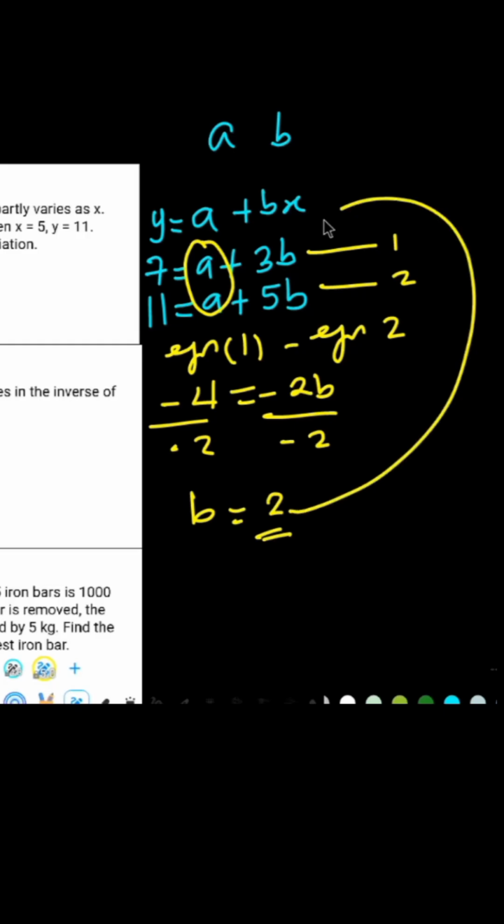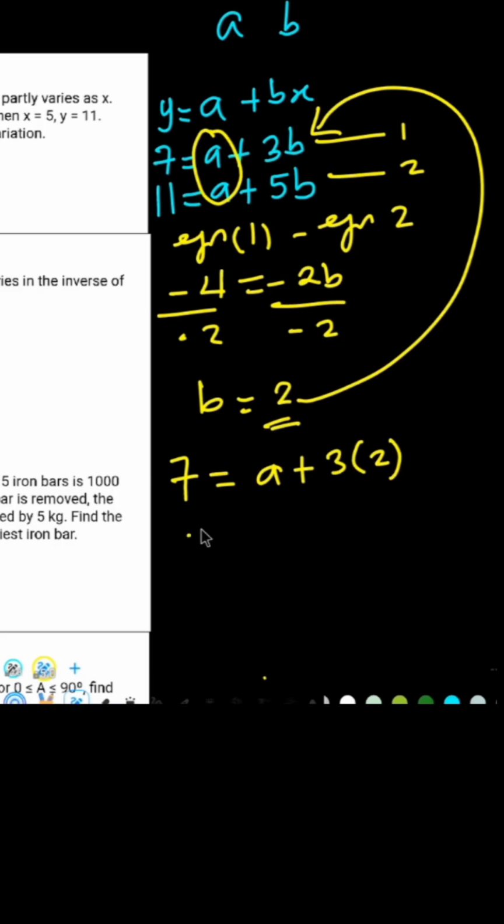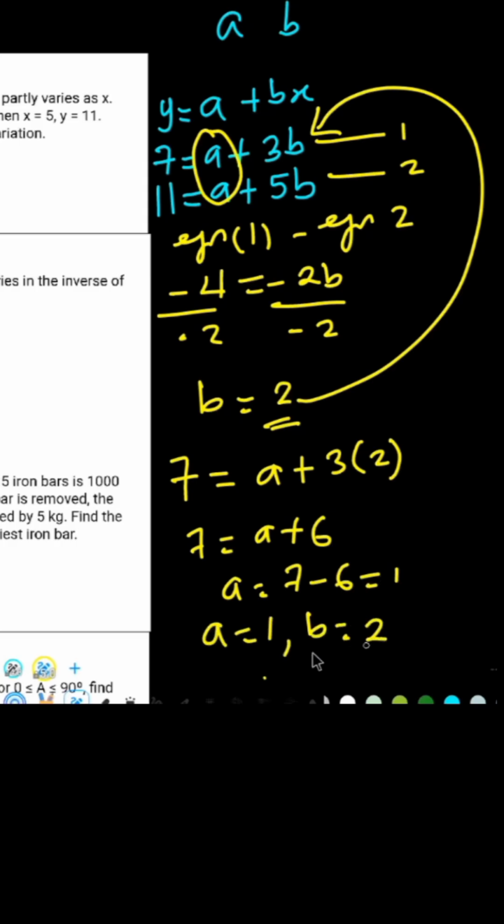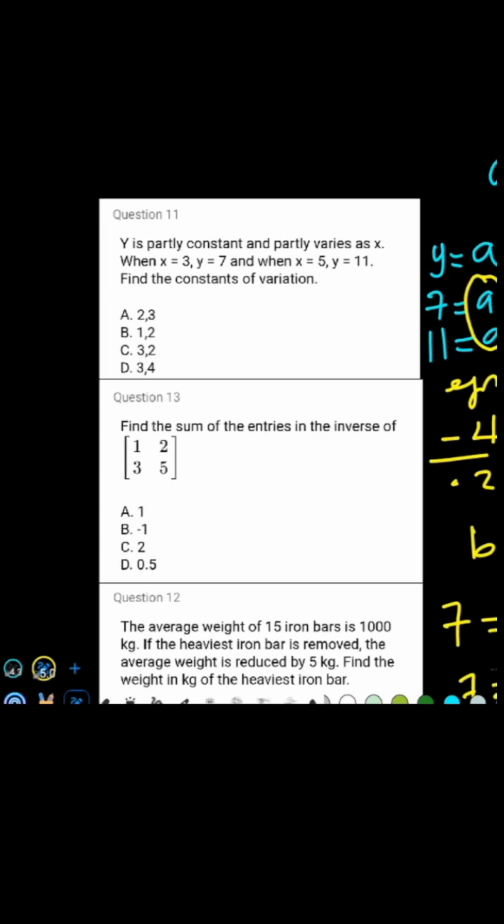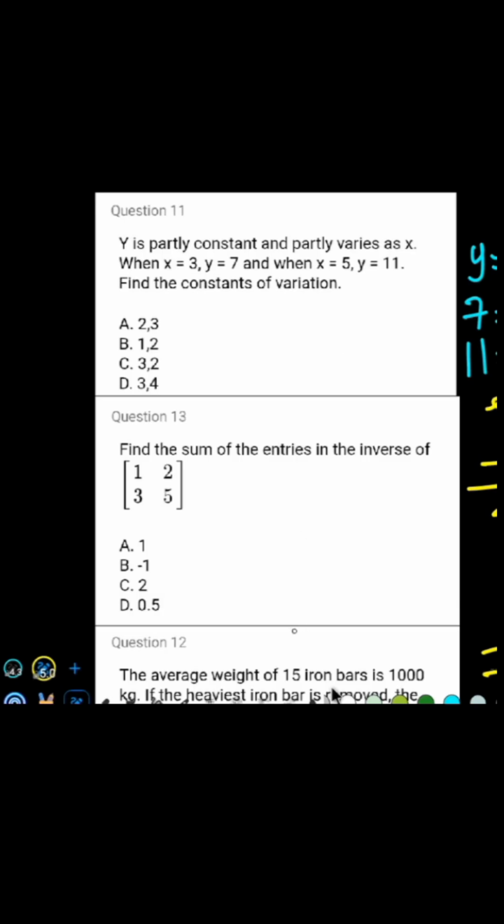Just come here and plug it here. So this will give me 7 equals a plus 3 bracket 2. I'm substituting for b, to give you 7 equals a plus 6. So a will just be 7 minus 6, which is 1. So that means the first constant is 1, a is 1, and b is 2. So depending on how you're looking at it, a is 1 and b is 2. So just go to the options and look for that. a is 1, b is 2. So you can see that's option B right there.